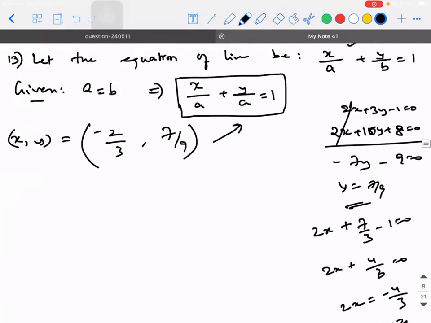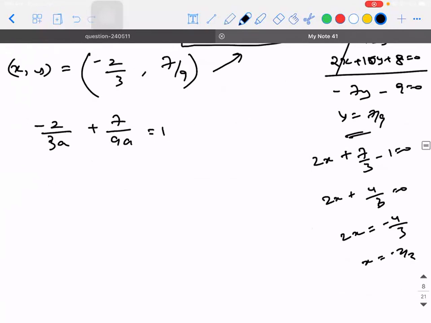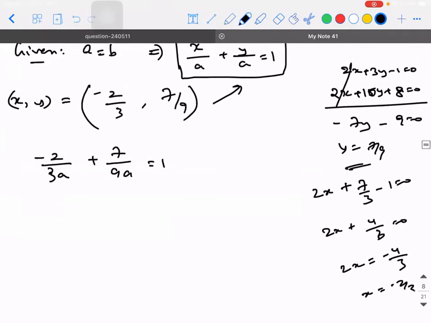Take this point and substitute it here. Minus 2 by 3a plus 7 by 9a is equal to 1. I have a doubt, sir. Tell me. y should be minus 9 by 7, right, sir? Oh, is it minus 7 by 9? Oh, then everything is wrong. 9 by 7, sir. Okay, sorry. It's minus 9 by 7, no? Yes, sir. Then the whole thing is wrong. Wait.